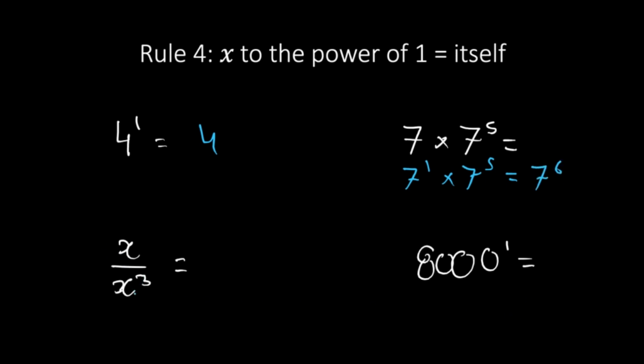x over x to the power of 3 is like saying x to the power of 1 over x to the power of 3. You just subtract. So x to the power of 1 minus 3, which is x to the power of minus 2.